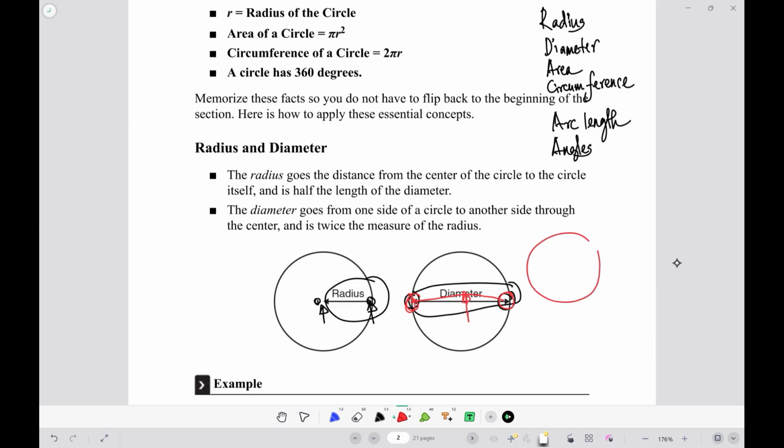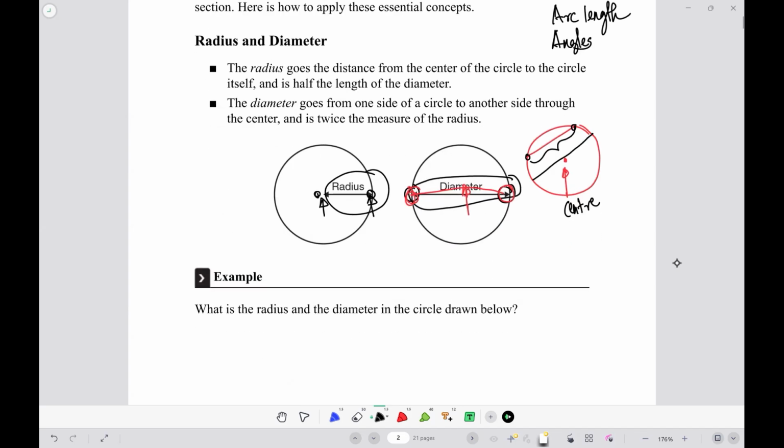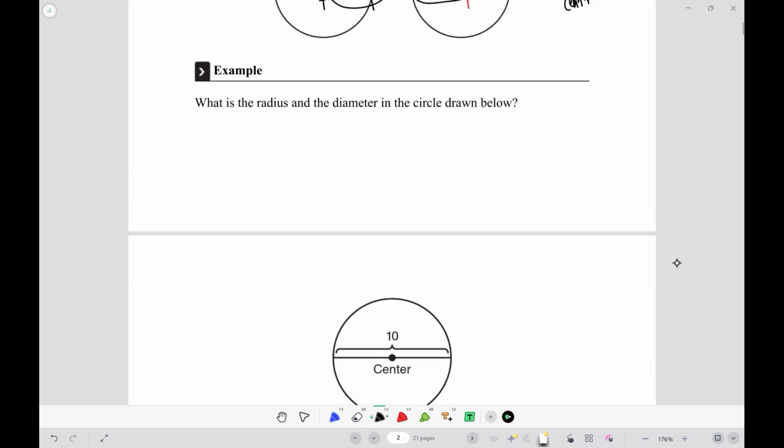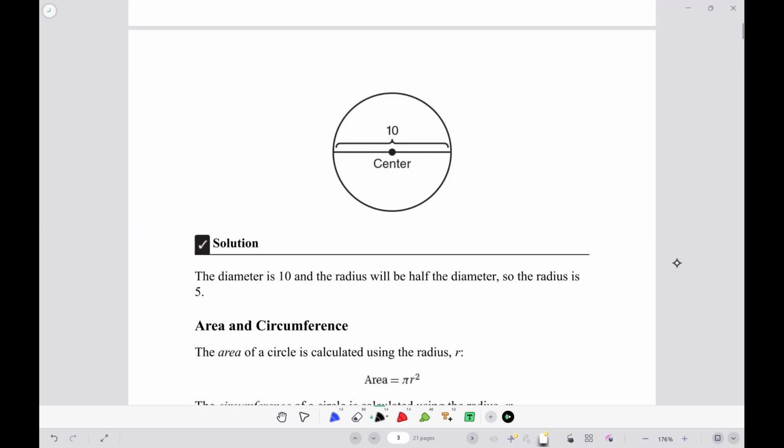So it means that this cannot be the diameter. For this given circle, this is the center, but this line, indicated by the curly braces, cannot be the diameter. It must be like this. Okay, so this is pretty basic. I think we all can do the example. What is the radius and diameter in the circle drawn below? We all know that the radius is 5 and the diameter is 10.